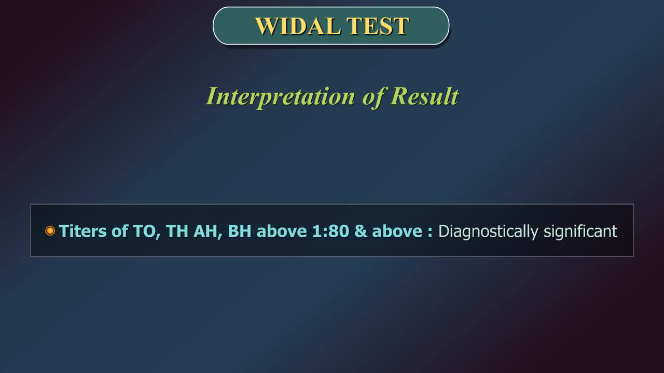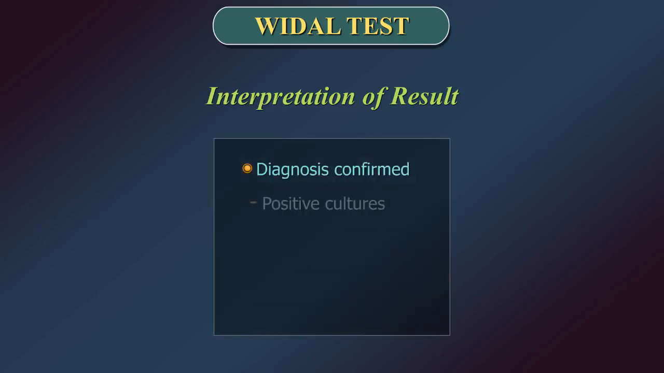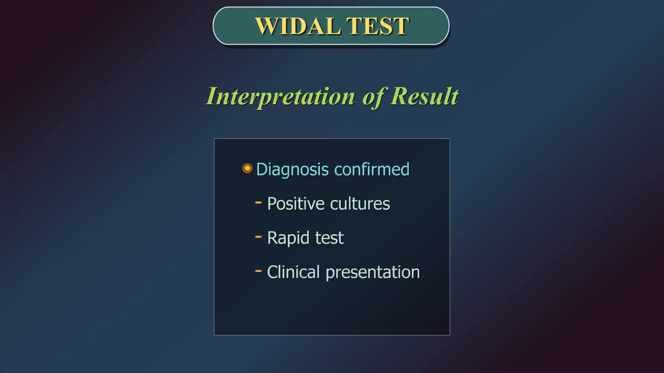Titers of TO, TH, AH, and BH of 1:80 and above are taken as diagnostically significant. However, the diagnosis should be confirmed with positive cultures, rapid tests, clinical presentation, and other laboratory tests.